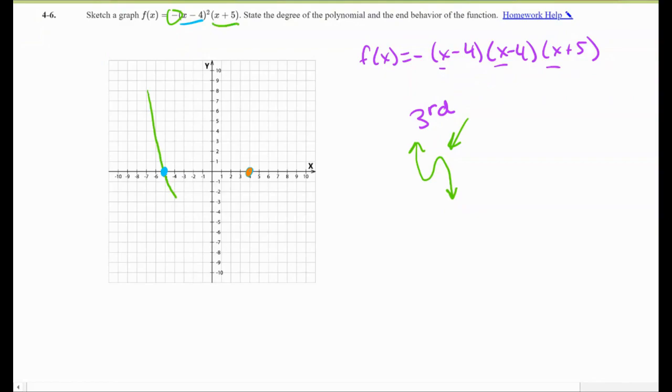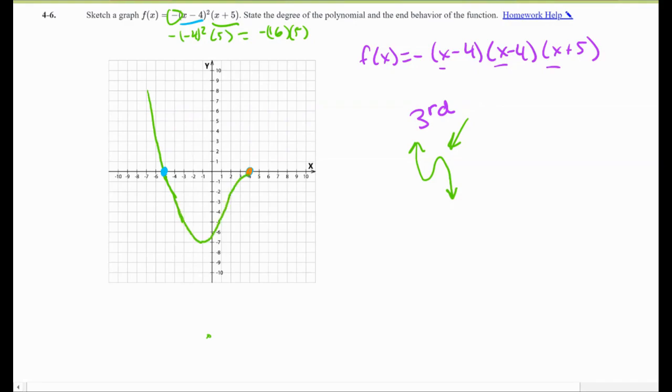If I were to actually find the y-intercept, I'd plug in 0 for x. I get negative 4 squared times 5. I'd get negative 16 times 5. And what you'd realize is that it's going to go way down below my actual graph here. So again, this is not a perfect graph, but I'm just sketching.